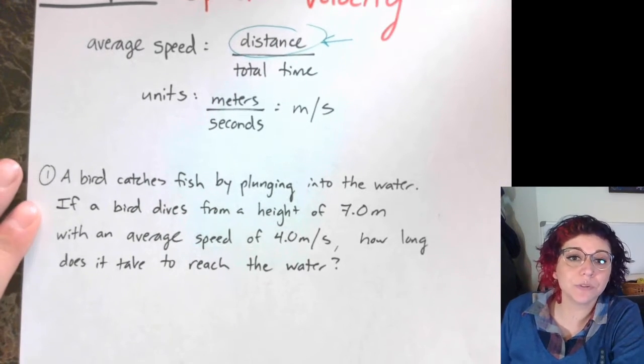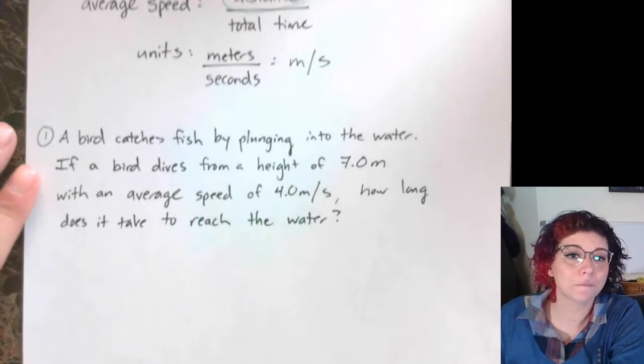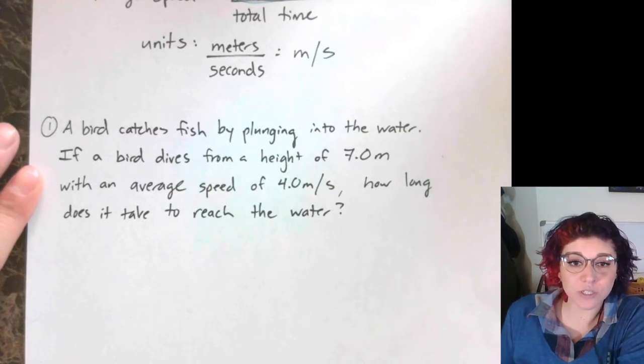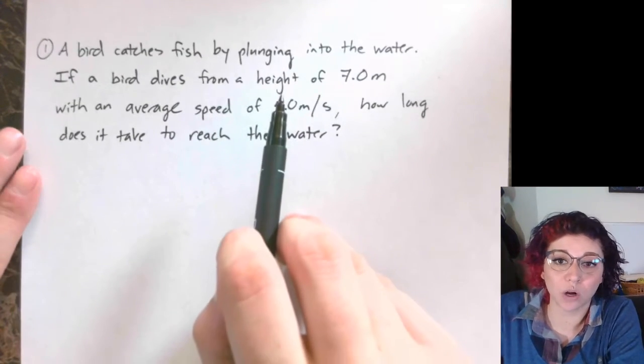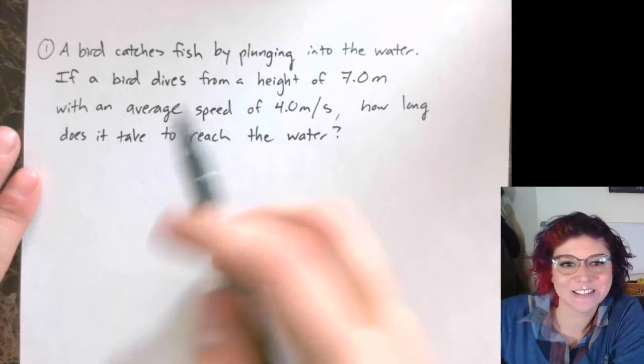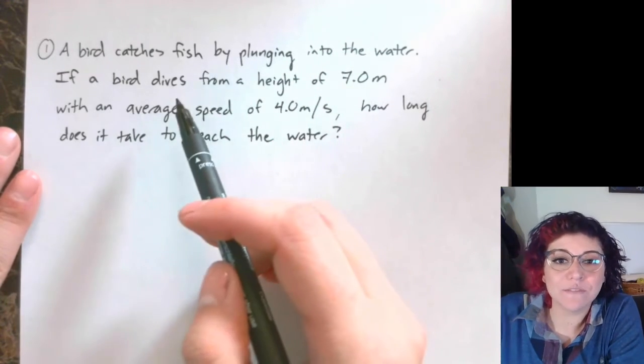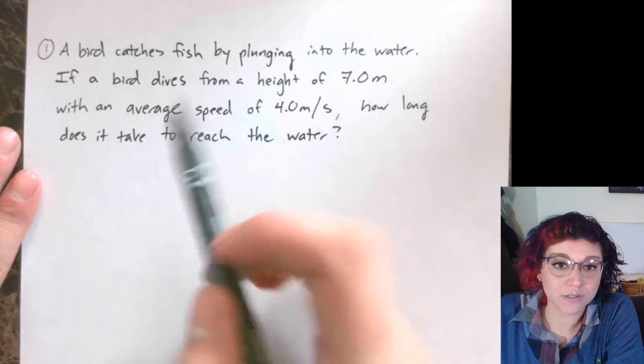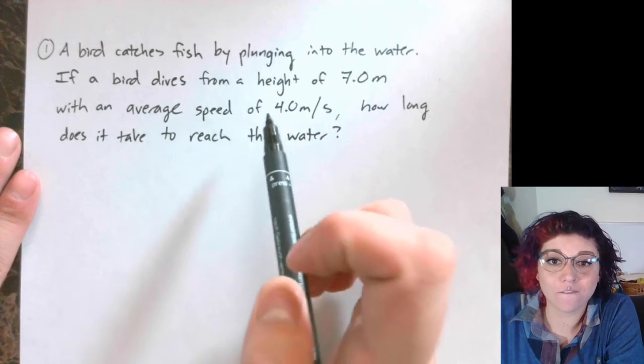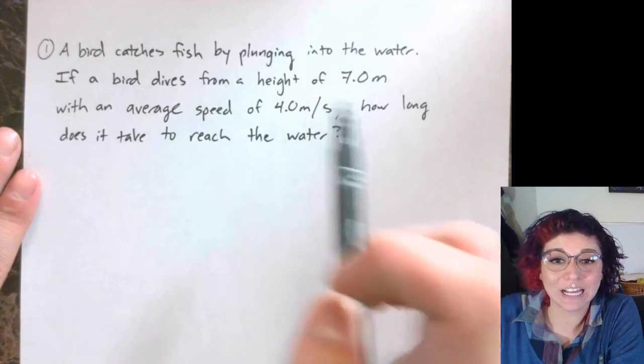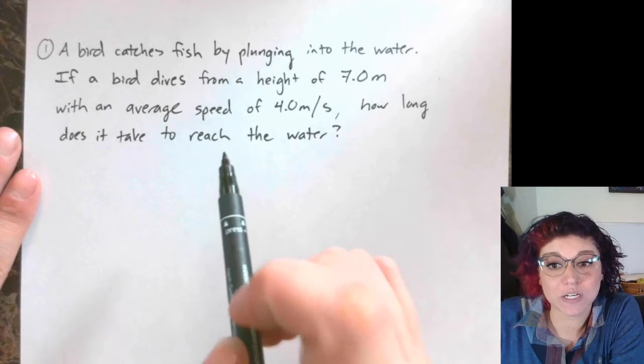Okay, example for average speed. A bird catches fish by plunging into the water from a high height. If a bird dives from a height of 7 meters with an average speed of 4.0 meters per second, how long does it take to reach the water?